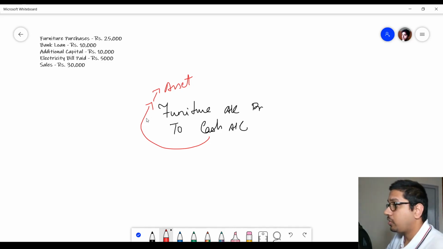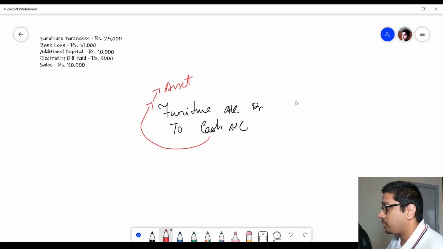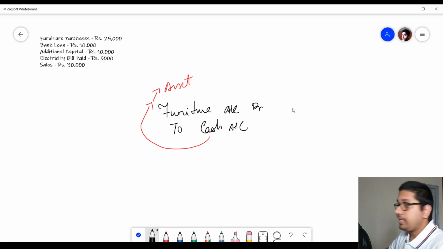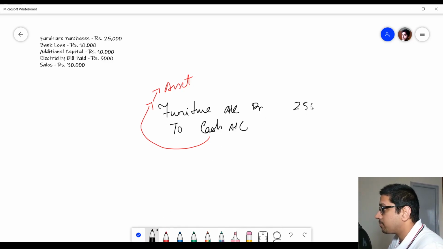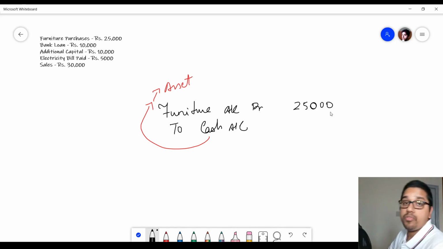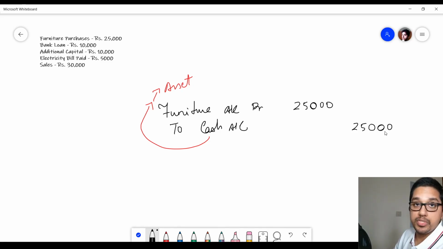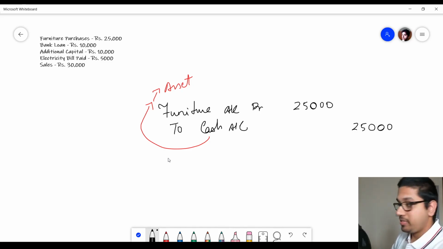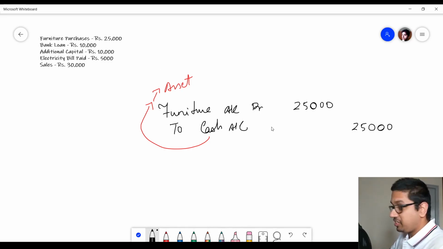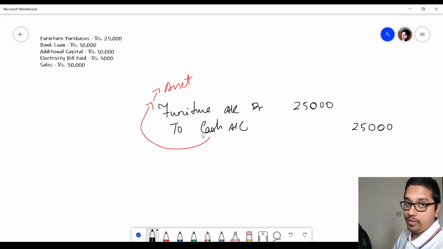So what is the amount? It's already stated in this sample question, rupees 25,000. On the debit side, you will be writing rupees 25,000, which is the value of the asset coming into the business, and you're going to credit cash rupees 25,000 because that is what is going out of the business. Now you have understood how to record the furniture transaction in the business. So this is how you record it, generally converting one asset to another.